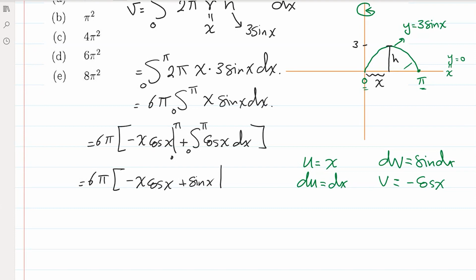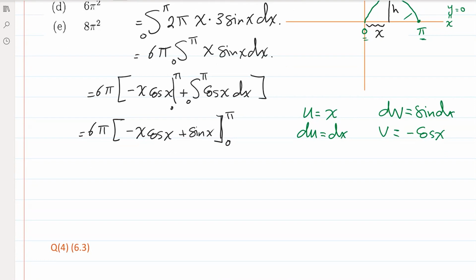And you substitute everything from 0 to pi. Let's try to find the answer. 6 pi, now minus pi. What is cosine pi? Minus 1. Minus 1 plus sine pi, which is 0. Substitution of the lower bound is 0. So it will be minus pi times 6 pi. It will be 6 pi squared.